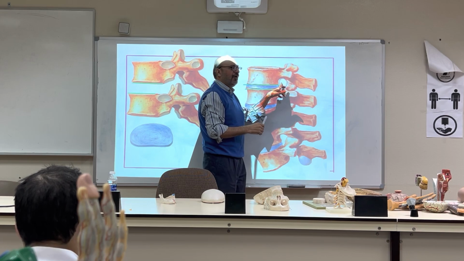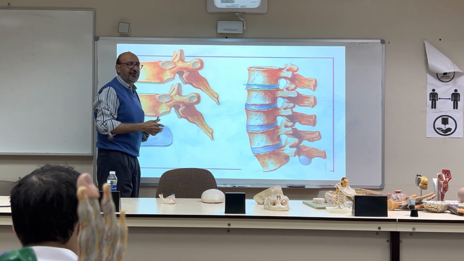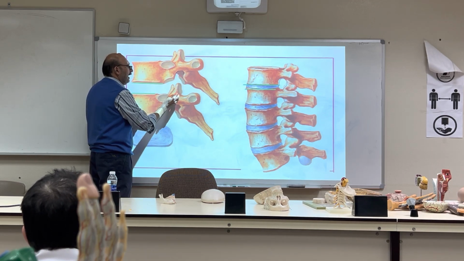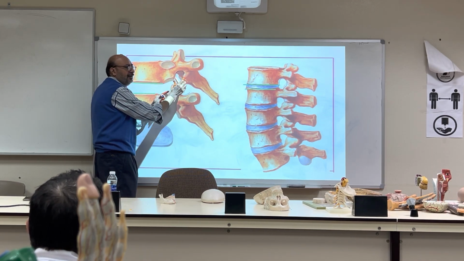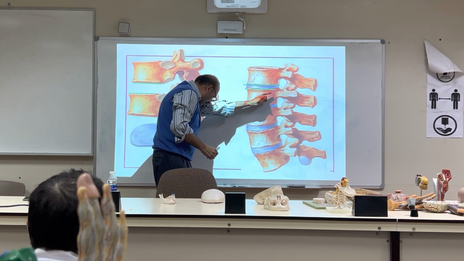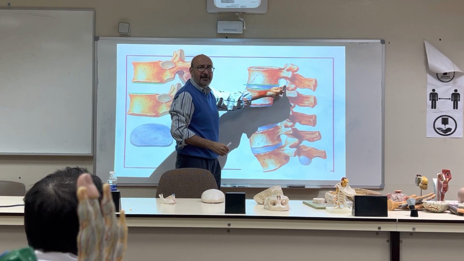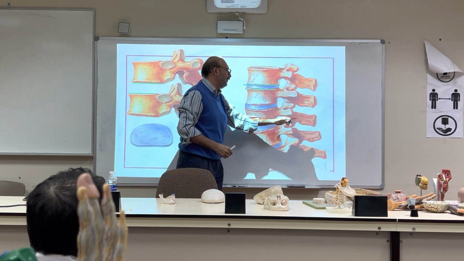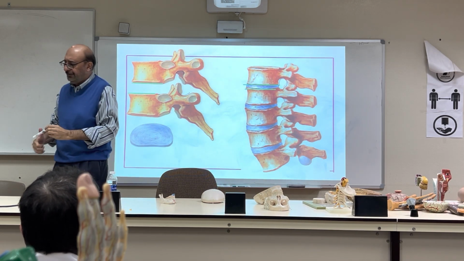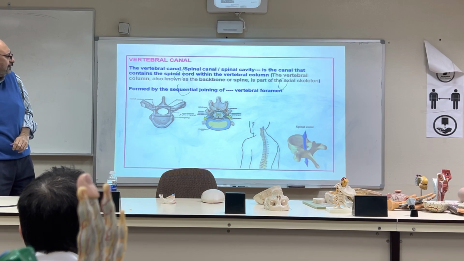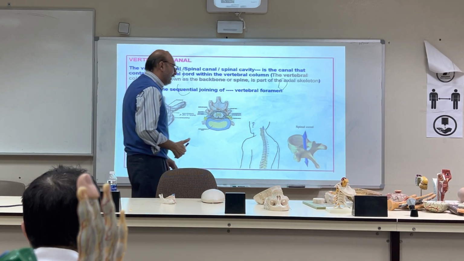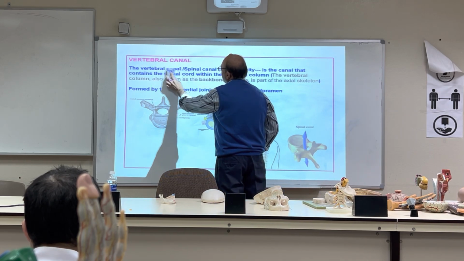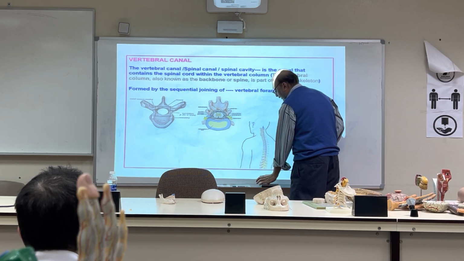How is this foramen formed? This is by the contribution of two adjacent vertebrae. Half from here and half from here. When they join, they make this structure, the intervertebral foramen. Here are of course the spines and other structures not related here. Okay, what is the vertebral canal? The other name of vertebral canal is spinal canal or spinal cavity.